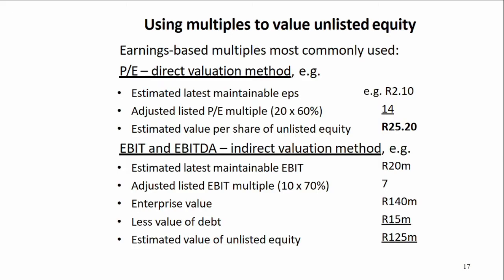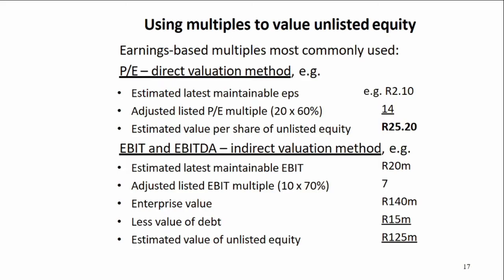So often a listed company will have a different financial risk and business risk to the unlisted company. So if we are taking the listed PE multiple to value an unlisted company, we need to adjust the listed PE multiple to be reflective of the business risk and financial risk of the unlisted company. Once we have done that, we can take our latest maintainable earnings that we have calculated, and we can multiply this by the adjusted listed PE multiple. And this will give us an estimated value per share of unlisted equity.